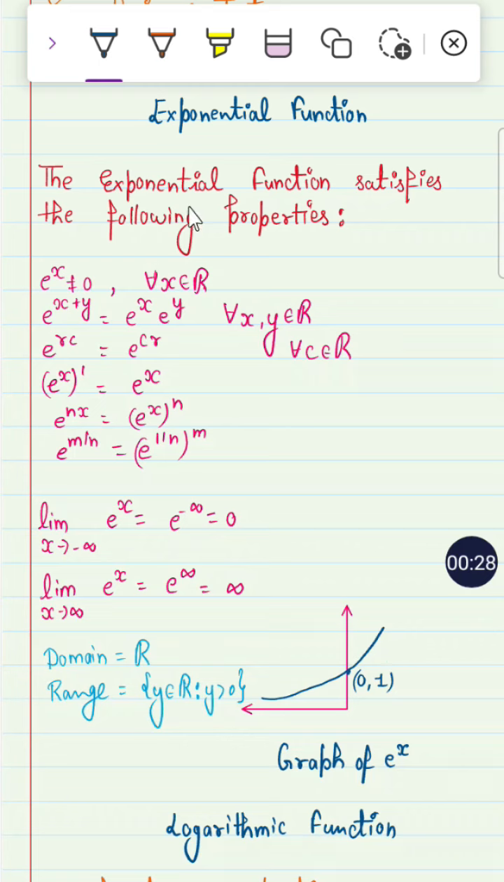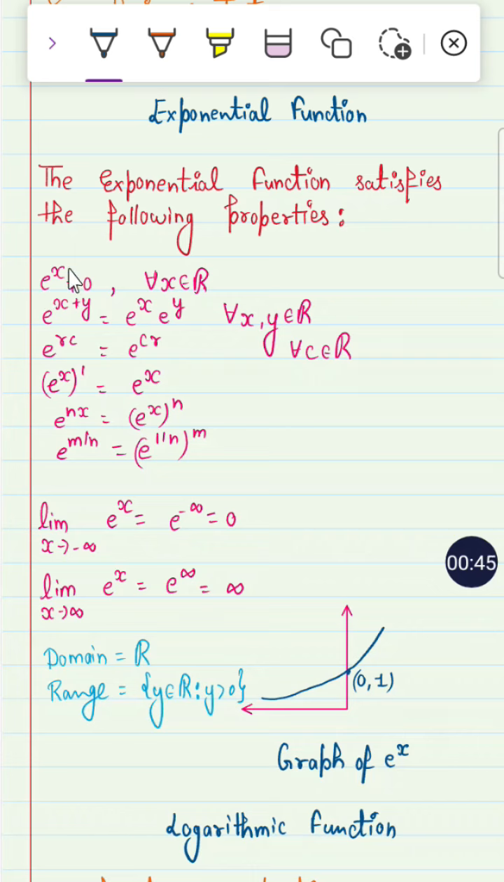Now, what are the following properties? e power x is not equal to 0 for all x in R. This is an exponential function which is a strictly increasing function and differentiable. It is a strictly increasing function, always increasing.